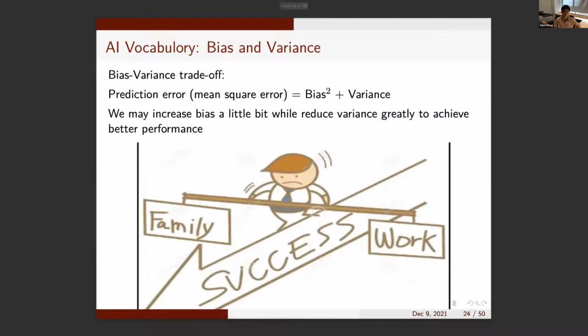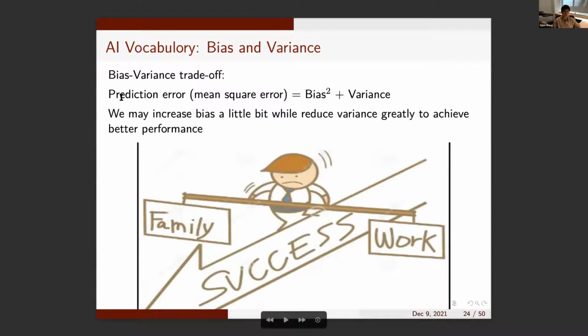But in practice, that's not that simple. So usually we are facing the so-called bias-variance trade-off. That means given the same data and also the same model, usually we cannot reduce bias and variance simultaneously. So we need to make a trade-off.